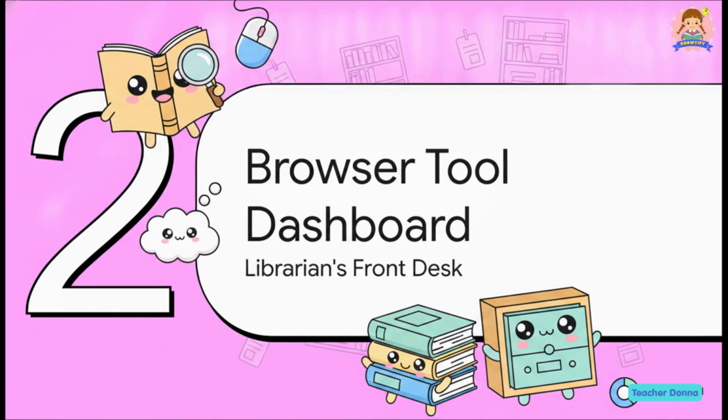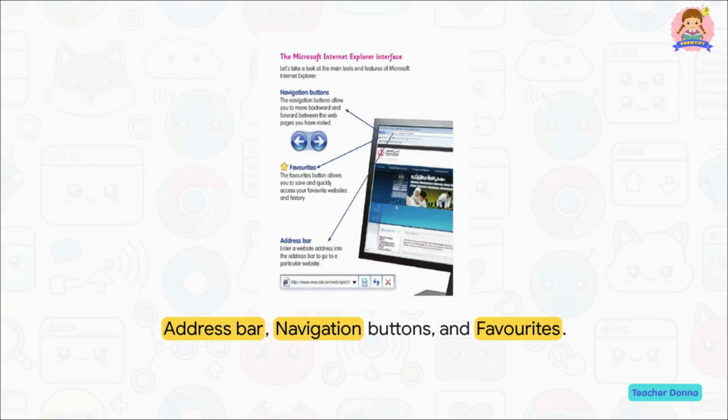Moving right along to section 2, the browser tool dashboard, also known as the librarian's front desk. Okay, so look right up at the top left of the dashboard. We've got 3 really important tools here. First up, the navigation buttons. Those are the little blue arrows that let you move backward and forward. Then there's the favorites button, which looks like a tiny little star, and that's used to save your absolute best spots. And finally, see that long white box at the top left? That is the address bar.